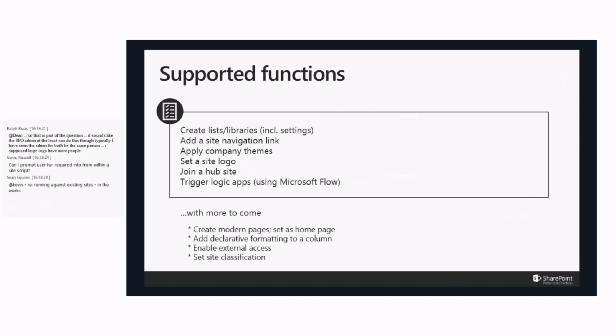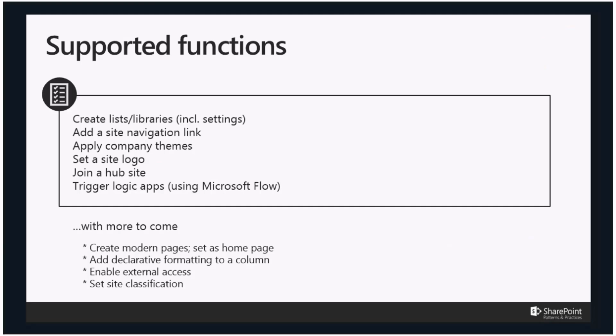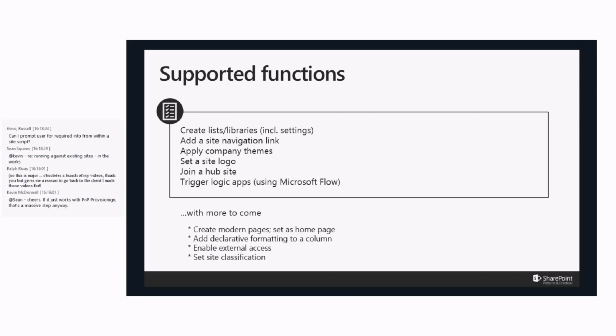Okay, as promised, a list of the supported functionality, the supported site actions in the site script. You can create lists and libraries with some of the settings. You can set a description, create columns, and connect the content type. You can control the site navigation, add a link into the site navigation. You can apply a modern tenant-scope theme. You can control the logo, so set a new site logo. You can join a hub site.